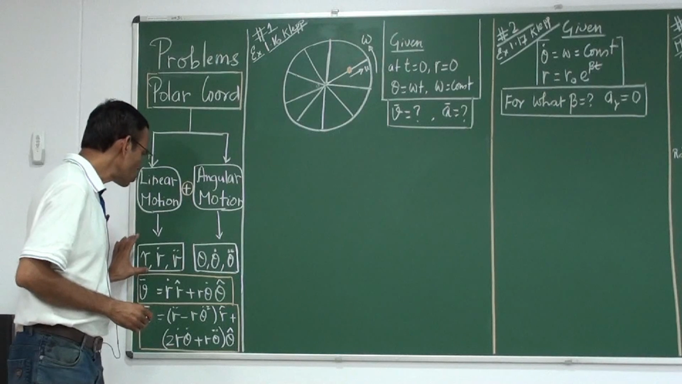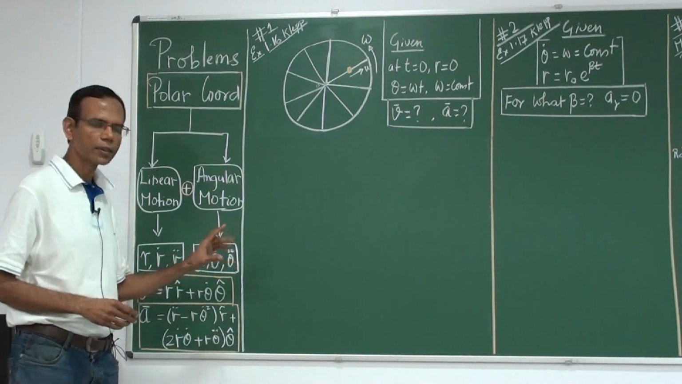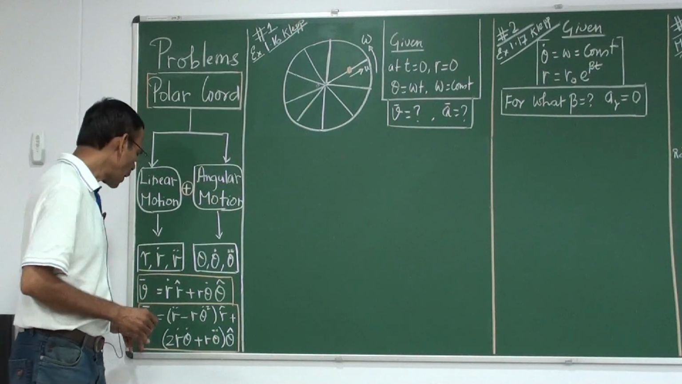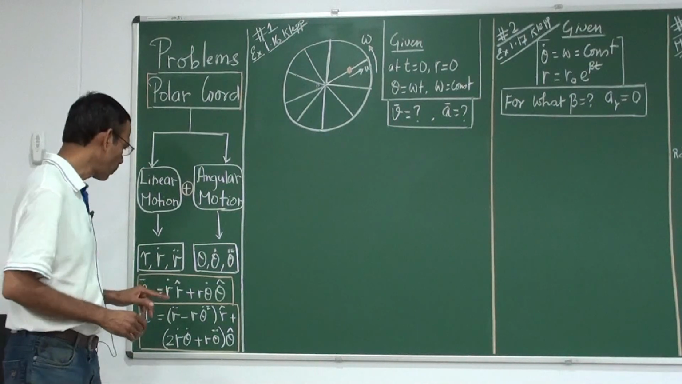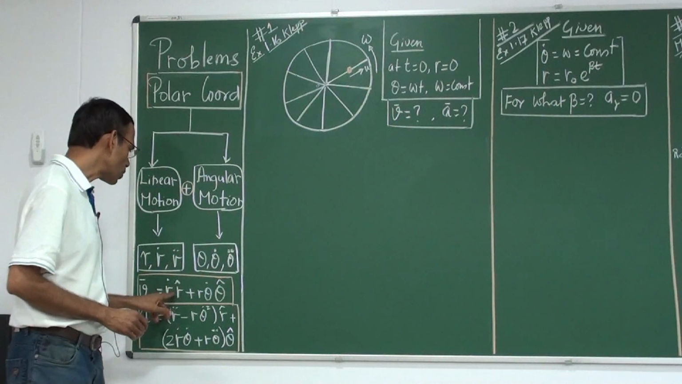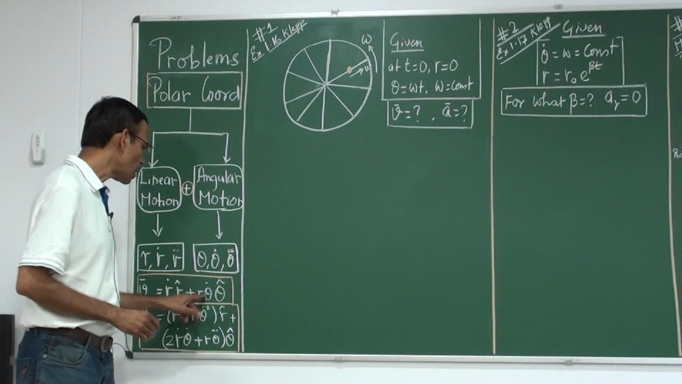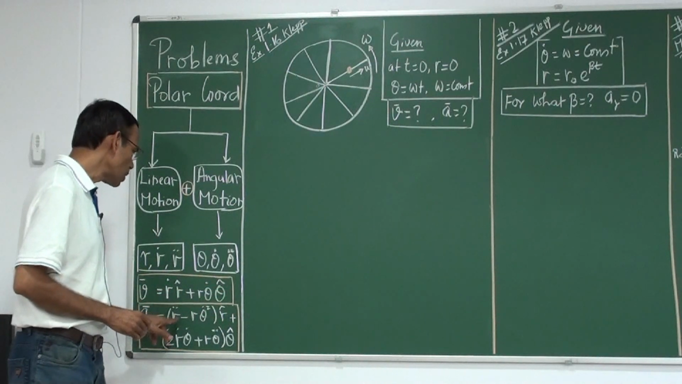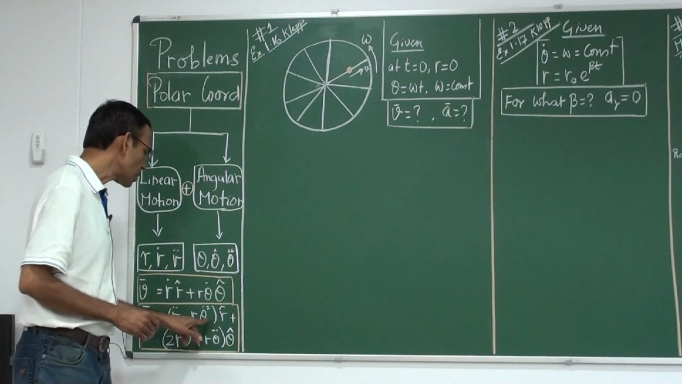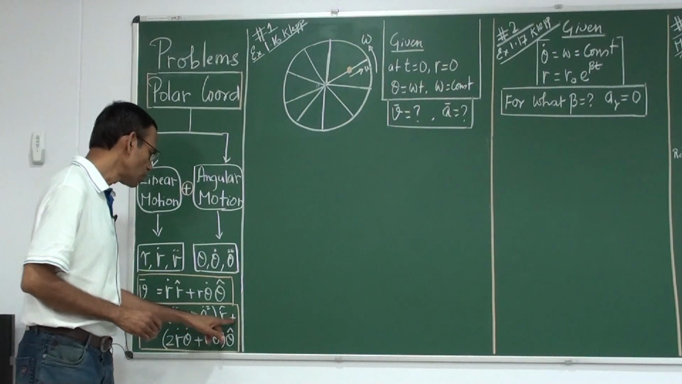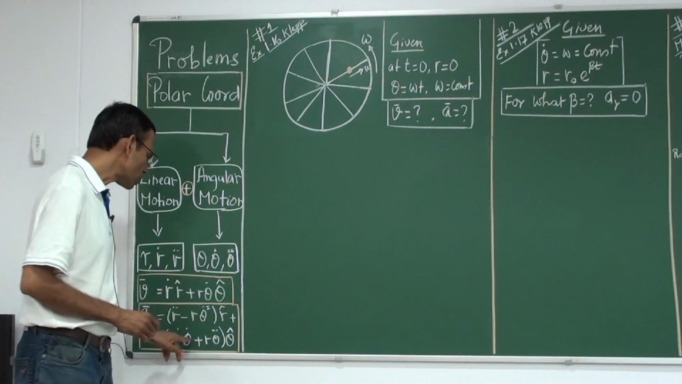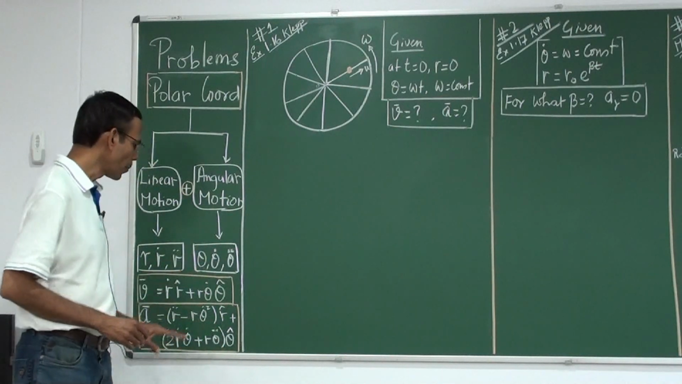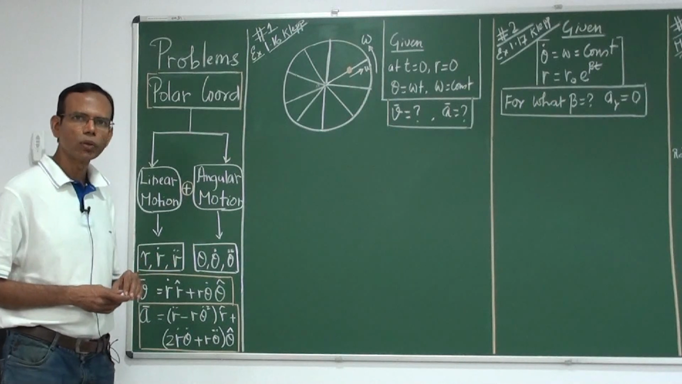Now, the moment you know all these 6 quantities, you can calculate the velocity vector and the acceleration vector. The velocity vector is r dot r cap plus r theta dot theta cap. Acceleration vector is (r double dot minus r theta dot square) r cap plus (2 r dot theta dot plus r theta double dot) theta cap. So these 2 formulas you have to remember.